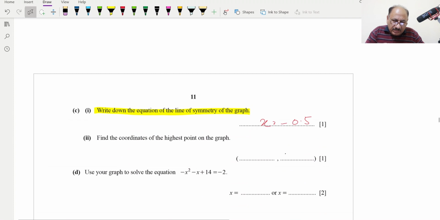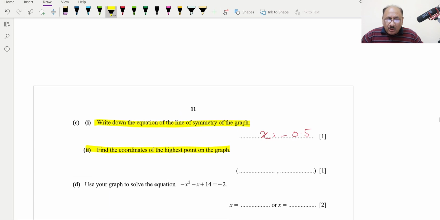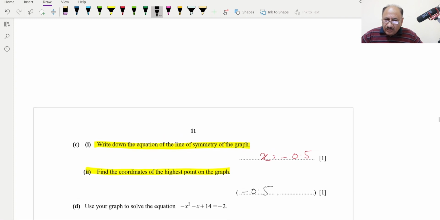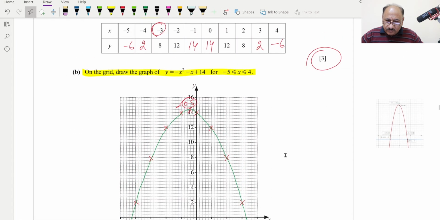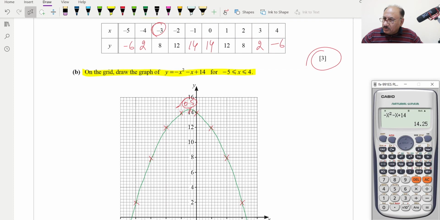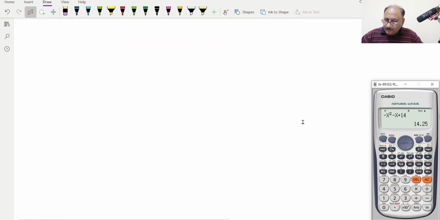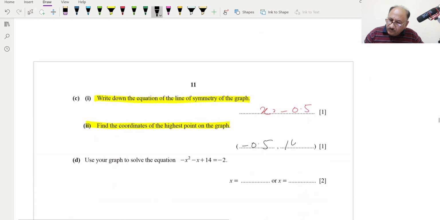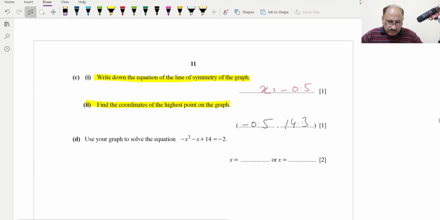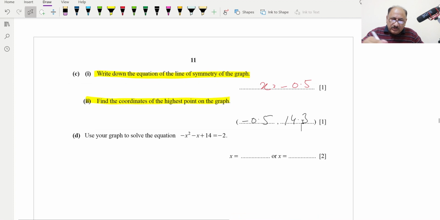And the second part, they are saying find the coordinates of the highest point on the graph. So highest point, the x value will be minus 0.5, and y value will be what? Y value, which we have done with the calculator, is 14.25, or we can write 14.3. So we will write here 14.3.